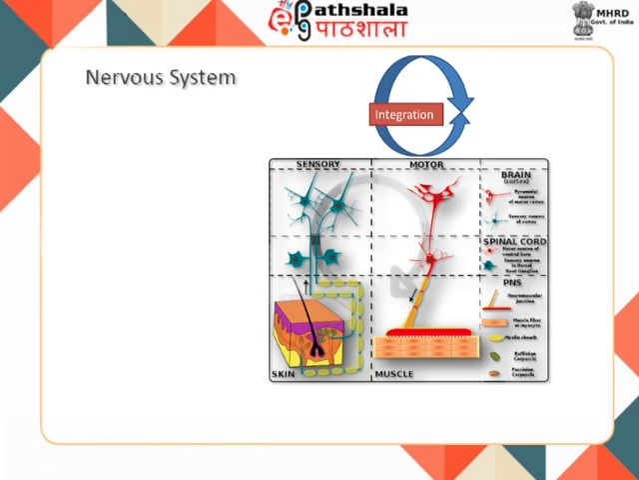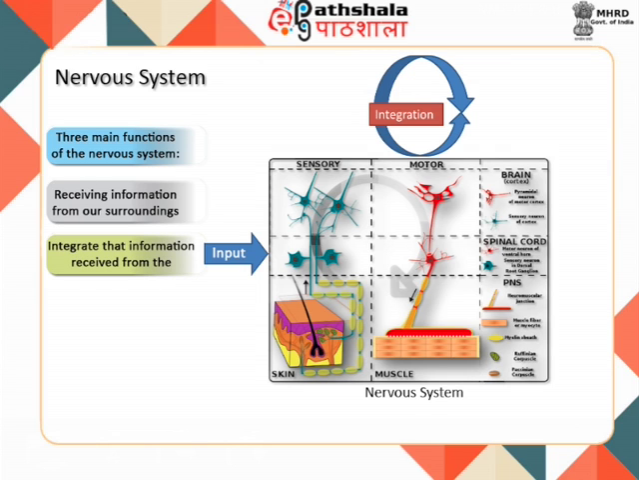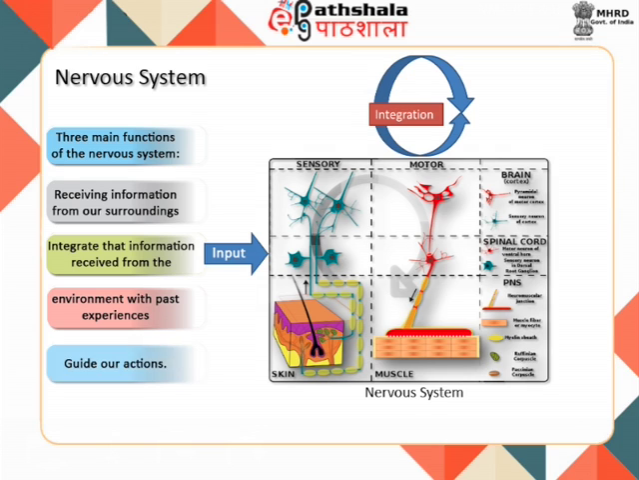Our biological events are related to human behavior that can be assessed by studying the nervous system. There are three main functions of the nervous system. First function is receiving information from our surroundings, which is referred to as input. Second function is to integrate that information received from the environment with past experiences. It is a way of processing this information. Third function helps to guide our actions, that is called the output stage.